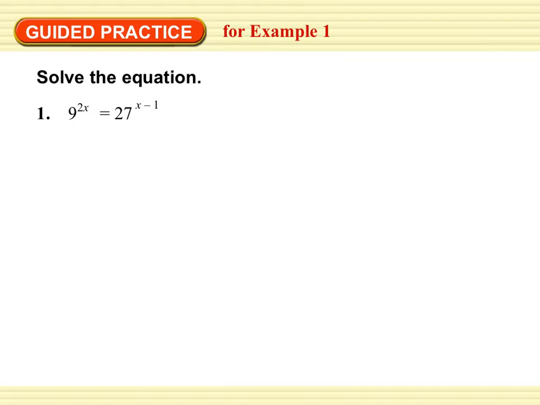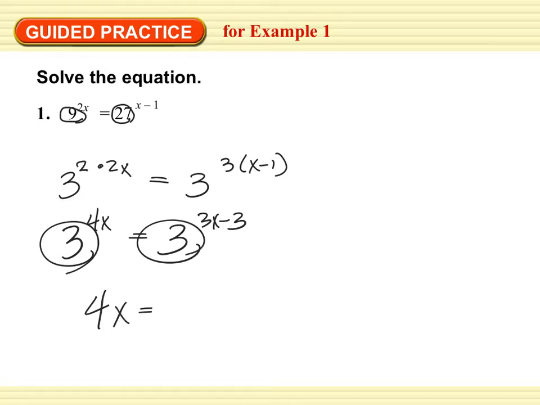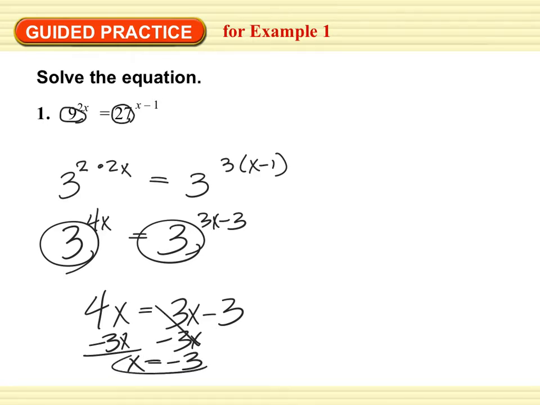Again here, let's see, I have a base of 9 and a base of 27. A common base for both of those would be 3 squared and 3 cubed. Right, simplify. 3 to the 4x, 3 to the 3x minus 3. Now when I have the same base, I can take those exponents and just set them equal to each other and solve. So x equals -3, which is true.